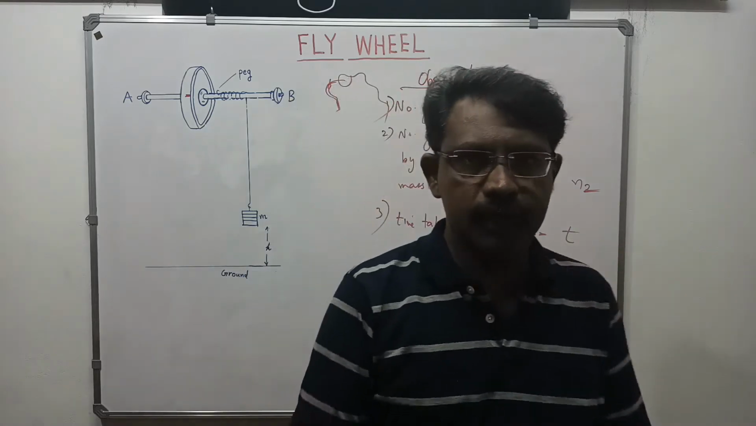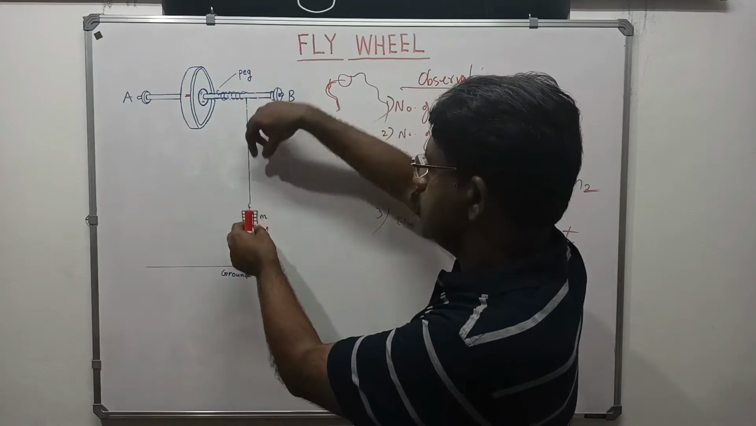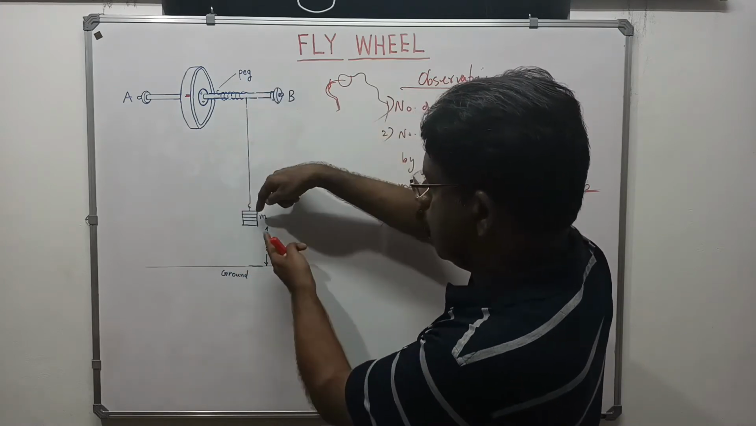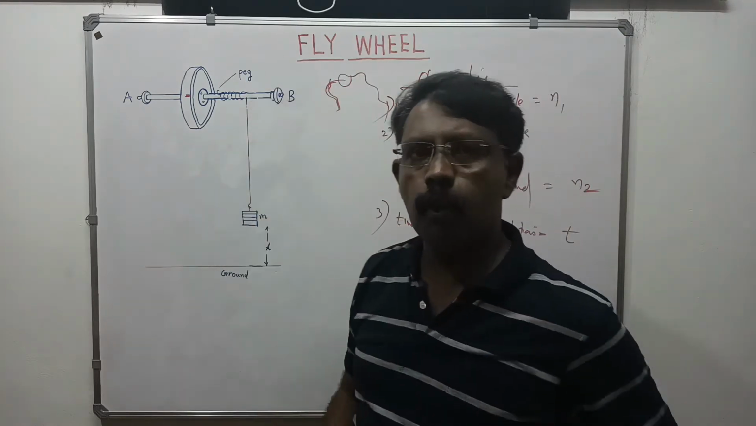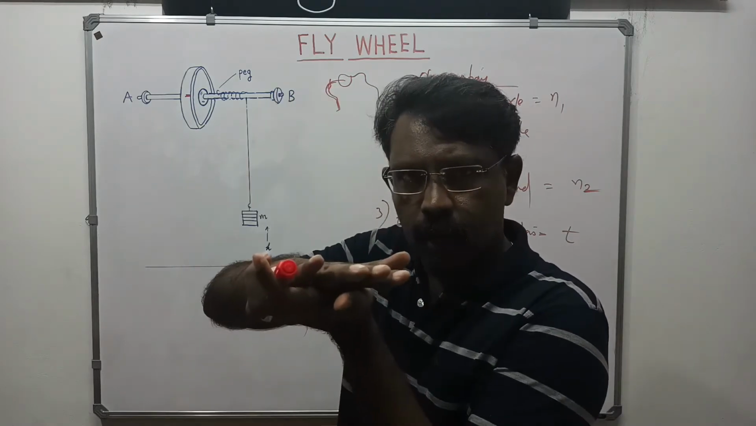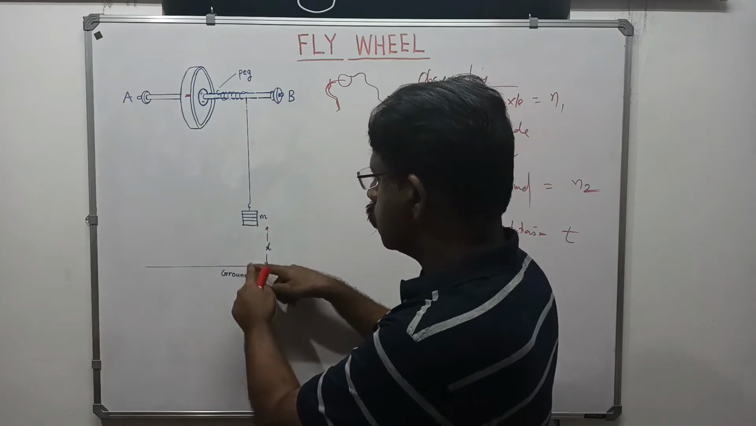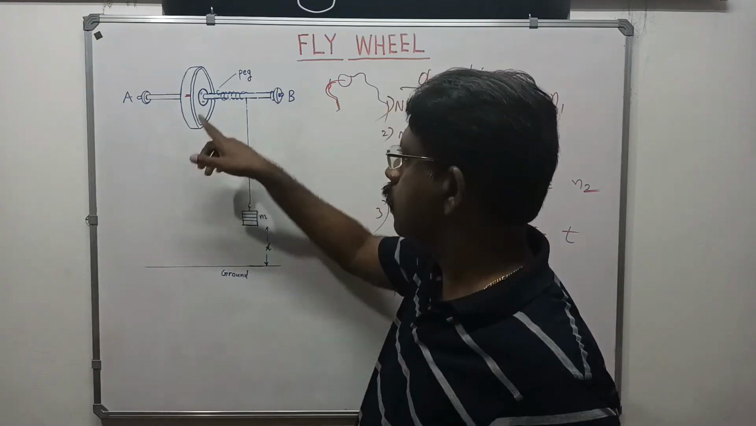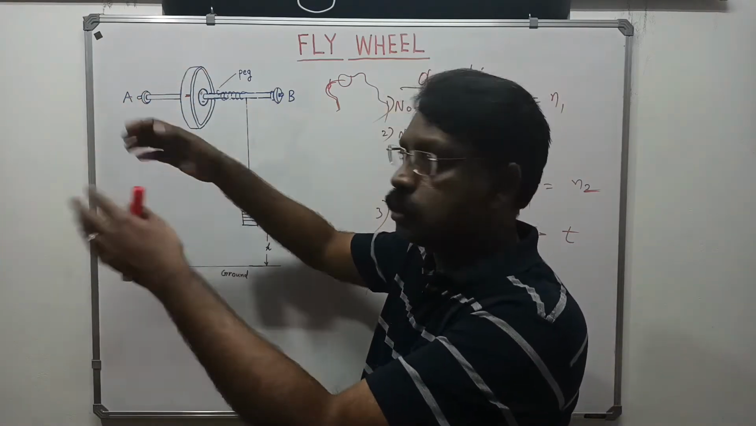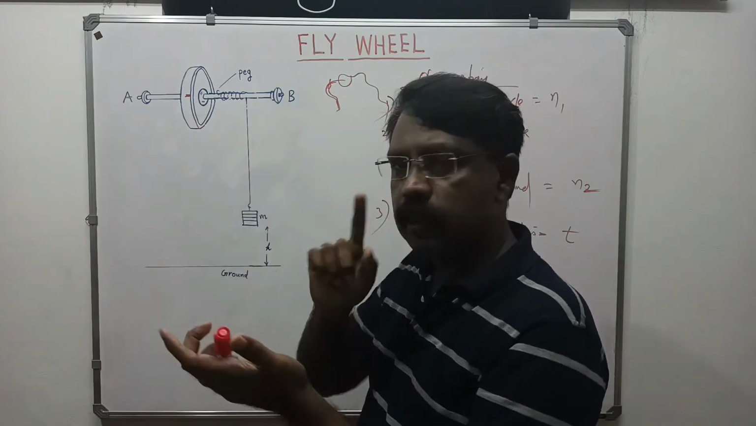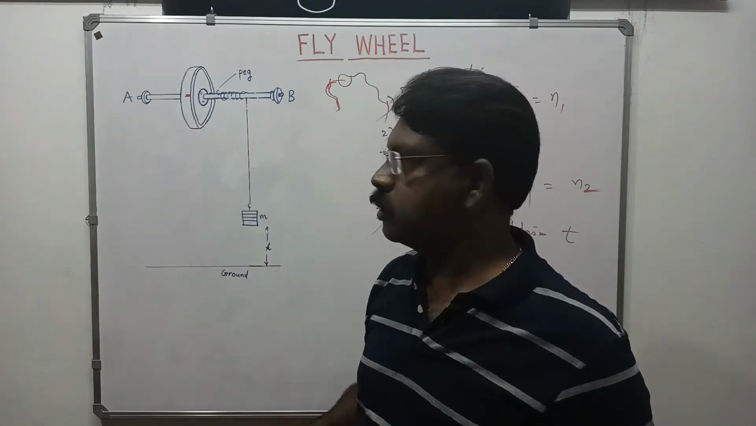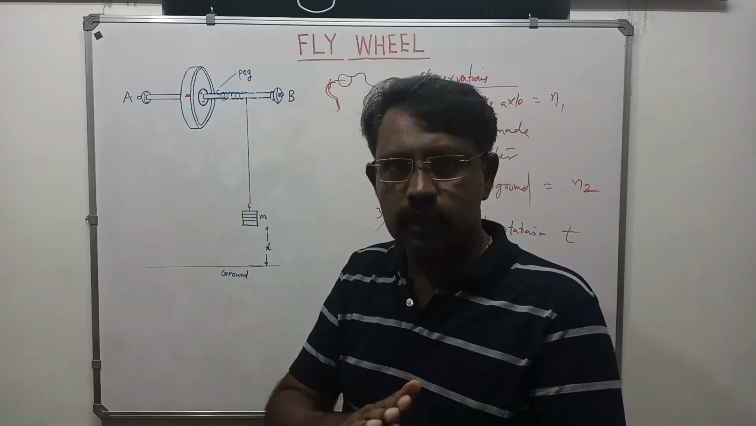How do we note that? We release the mass. So the mass will come down, touching the ground. At the moment when the mass is touching the ground, we will start a stopwatch. When it touches, this will be thrown away from the peg, and at that moment we will start a stopwatch. Then the flywheel rotates.